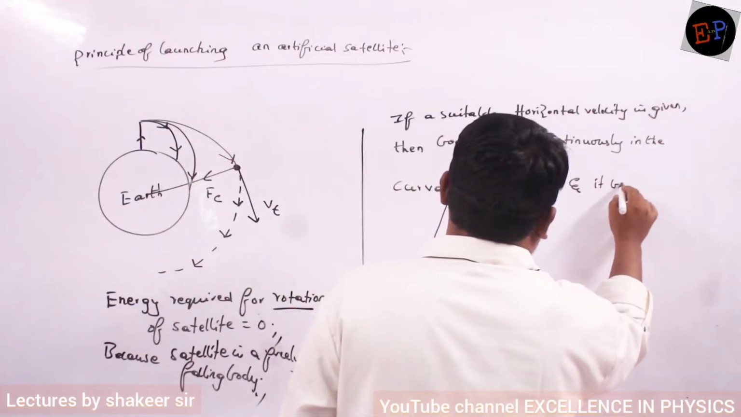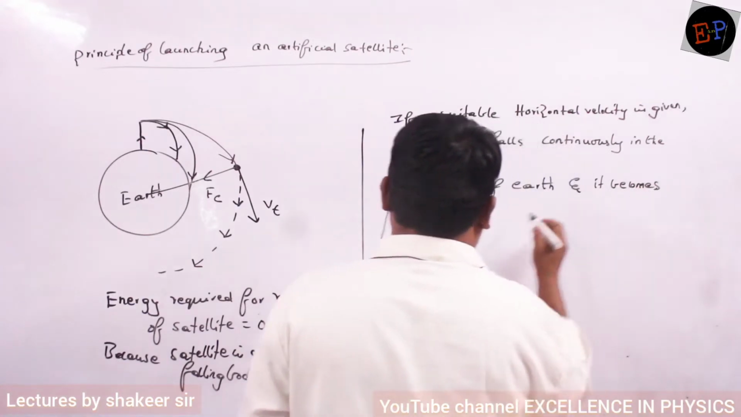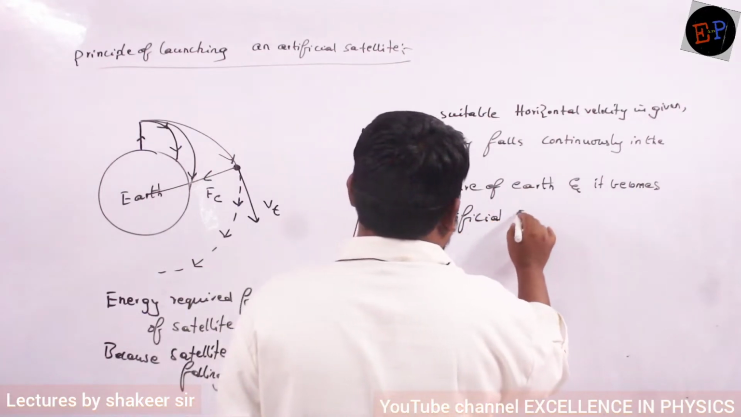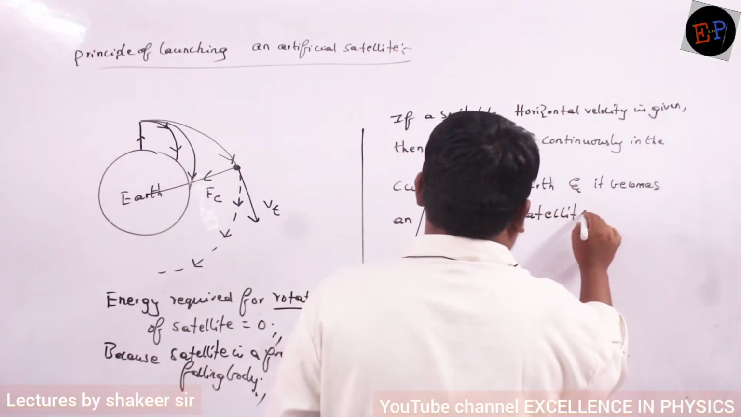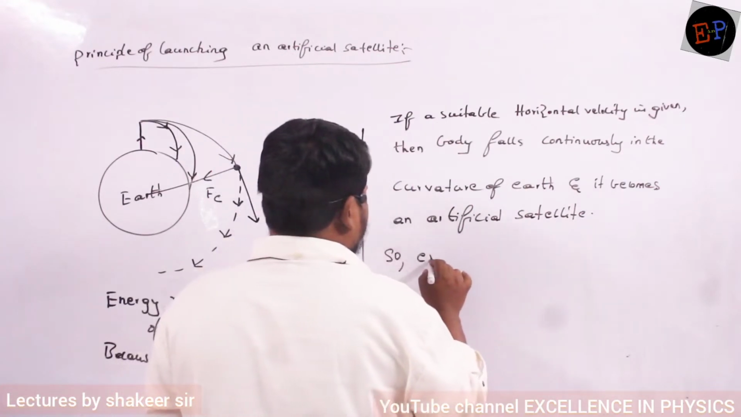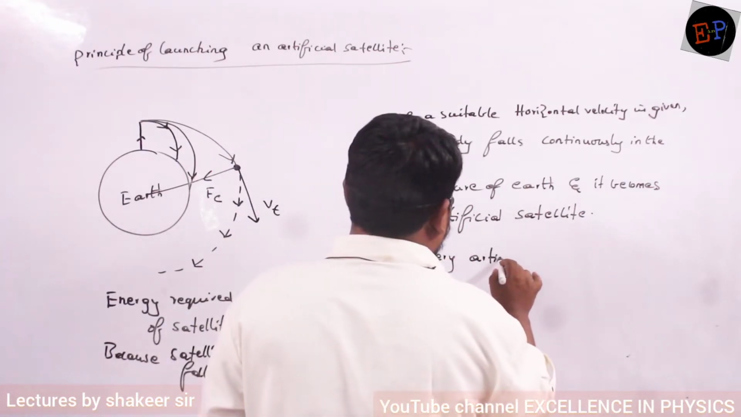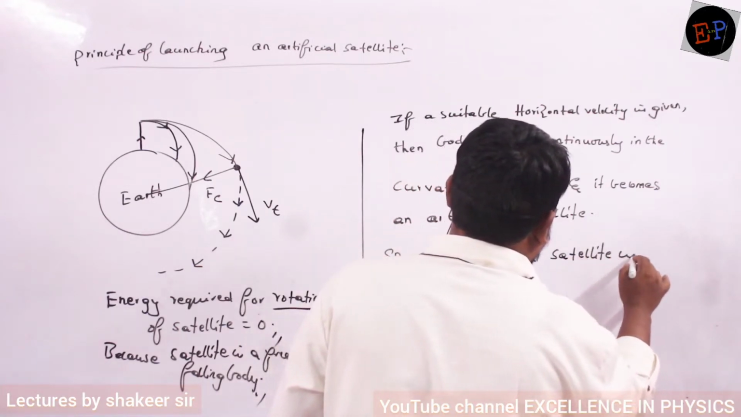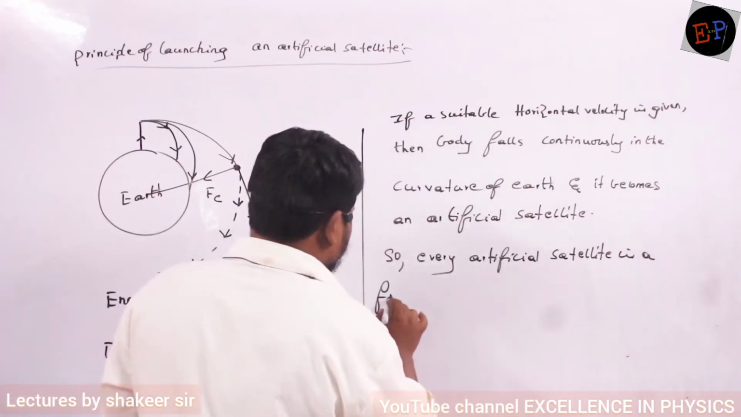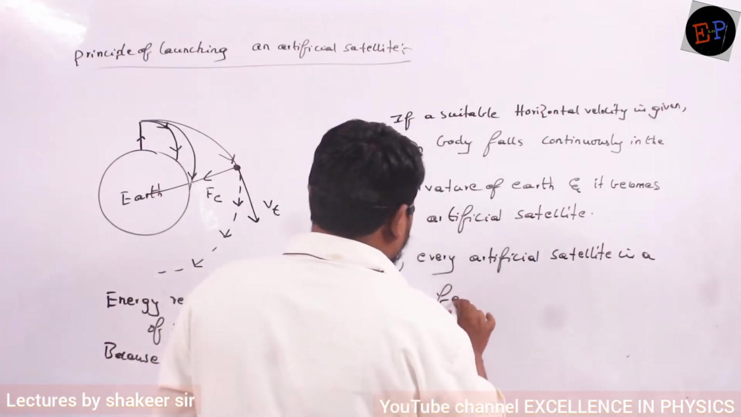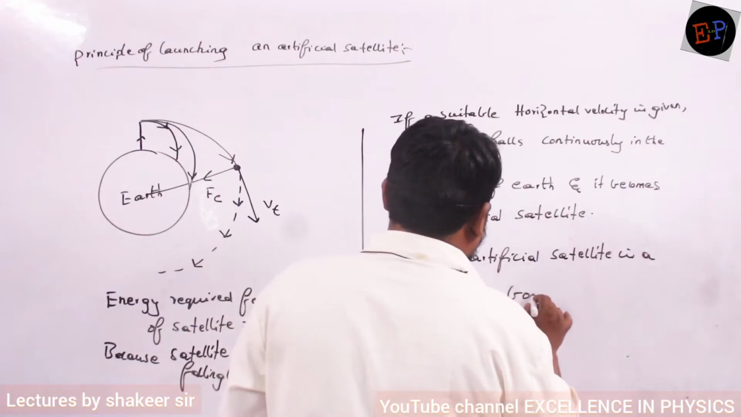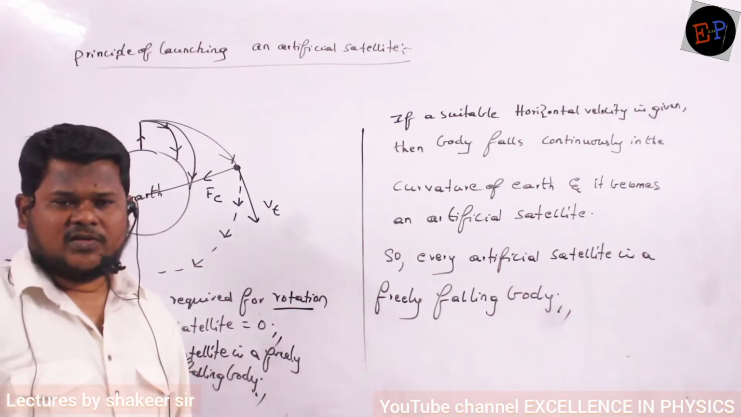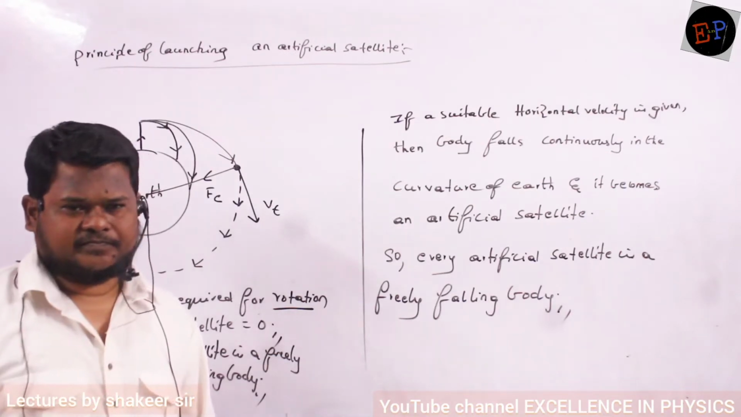And it becomes an artificial satellite. Okay? So every artificial satellite is a freely falling body. Is what kind of body? It is a freely falling body. And what is the weight of a freely falling body? Zero. A freely falling body does not have any weight.